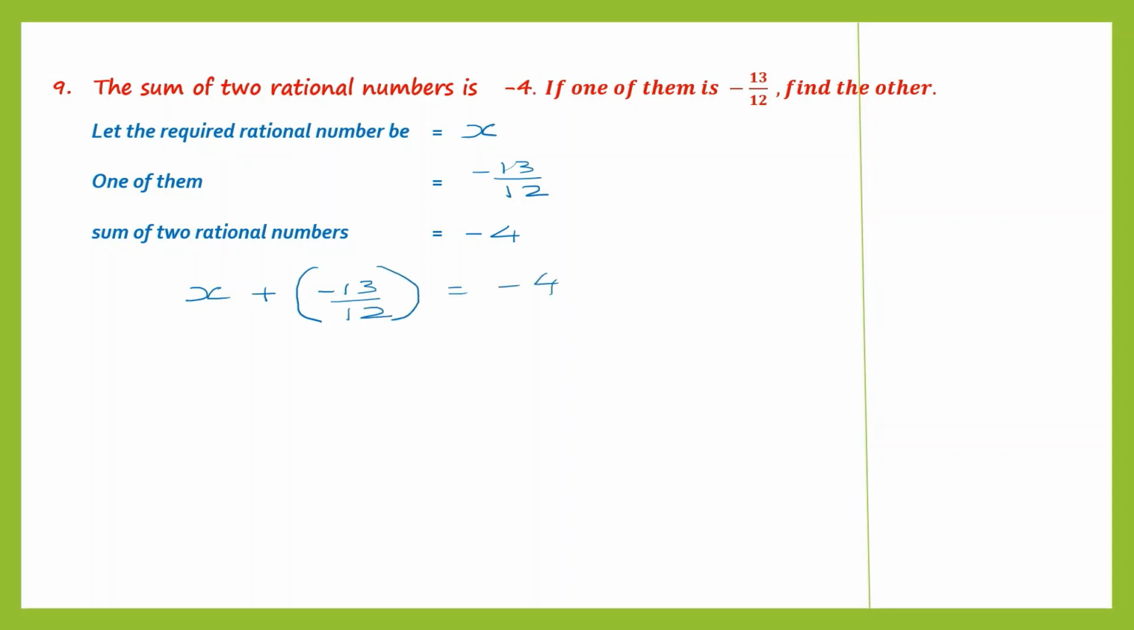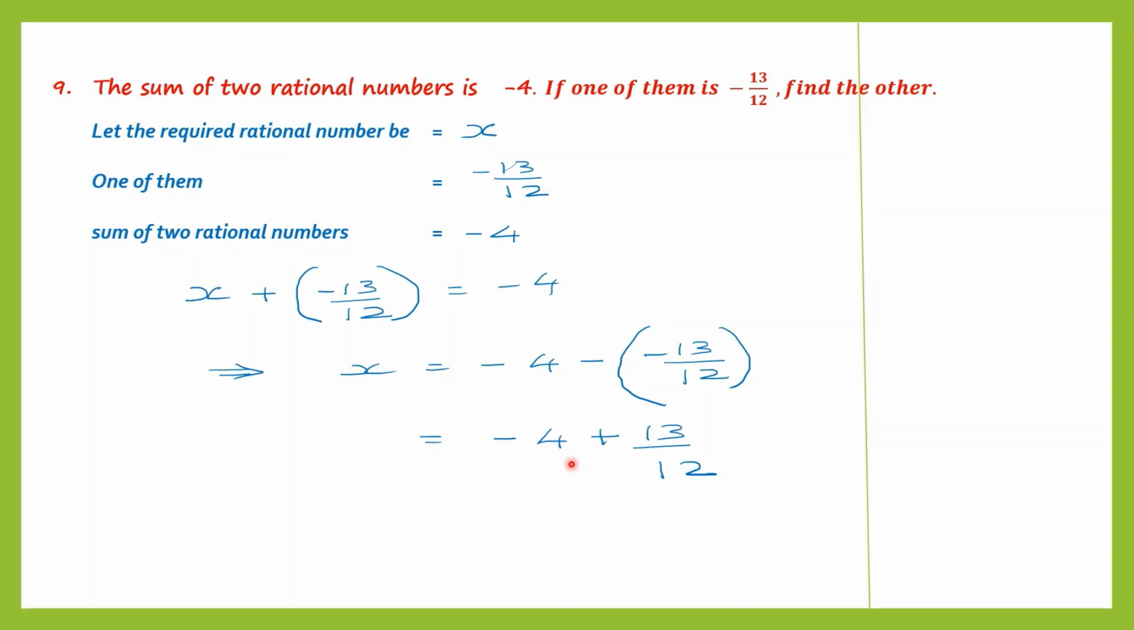So now to find the value of x, we say minus 4, and plus becomes minus now, minus 13 by 12. So now let's open the brackets here. So this becomes minus 4 plus 13 by 12. How does this become plus? Because when you remove the brackets, see the sign before the bracket. If it is minus, change the sign of this integer. So minus 13 by 12 has now become plus 13 by 12.